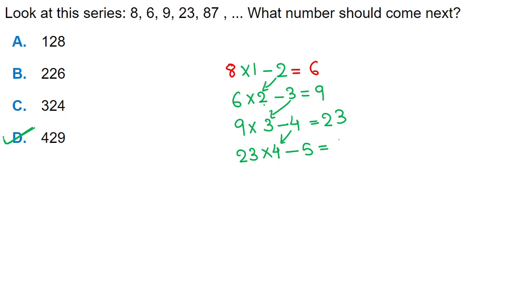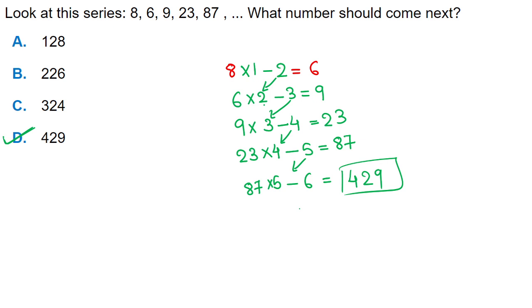Can you see it is 8, right? 23 fours are, so it is nothing but 92. 92 minus 5 is nothing but 87. Now how would the next number have been obtained? It is 87 multiplied by 5 and the pattern is -6, so it is going to be 429.